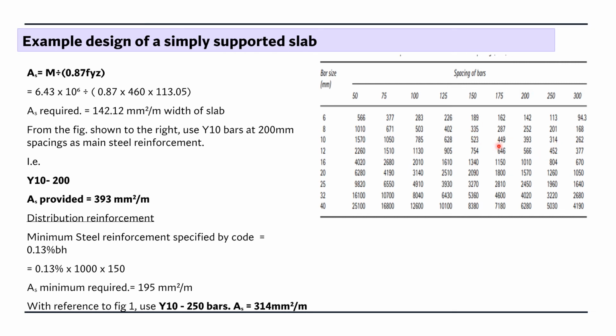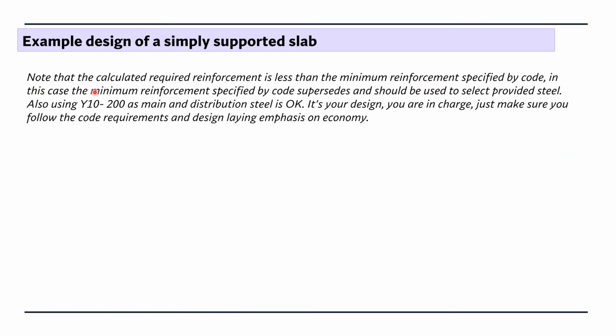Now you are free to choose steel area of your choice, but you must make sure that you are very economical with your design and make sure that those steel areas are available. Now note that the calculated required reinforcement is less than the minimum reinforcement specified by code. What we calculated initially for the main reinforcement is less than the minimum. So in that case, the minimum reinforcement specified by code supersedes and should be used to select provided steel.